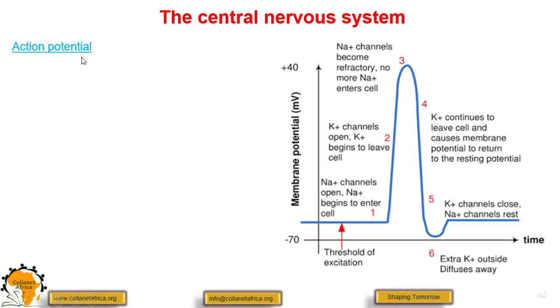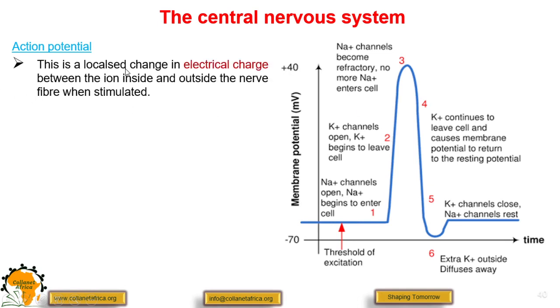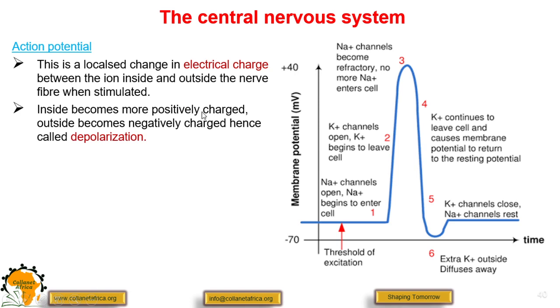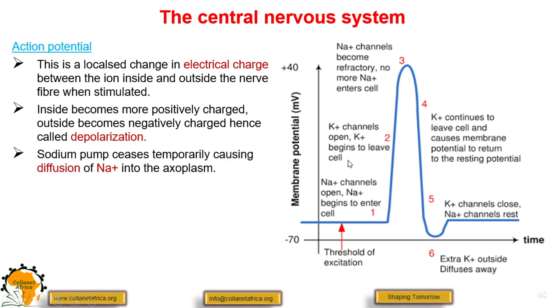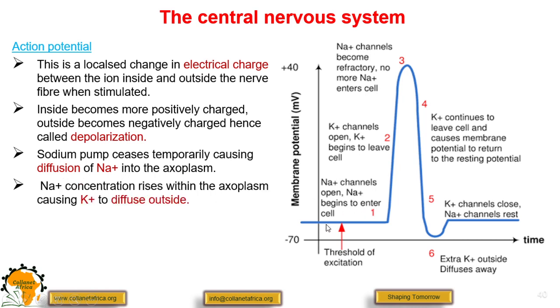The next is the action potential. This is a localized change in electrical charge between the ions inside and outside the nerve fiber when stimulated. The inside becomes more positively charged than the outside, hence causing a state called depolarization. The sodium pump stops temporarily, causing a diffusion of sodium into the axoplasm. So you can see sodium begins to enter the cell.